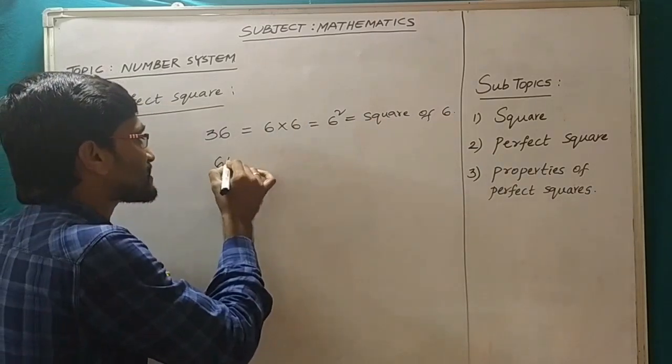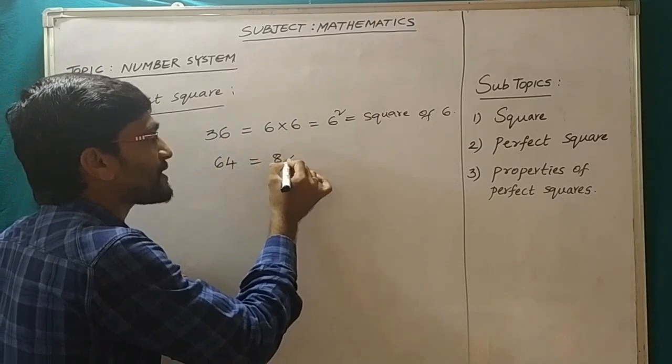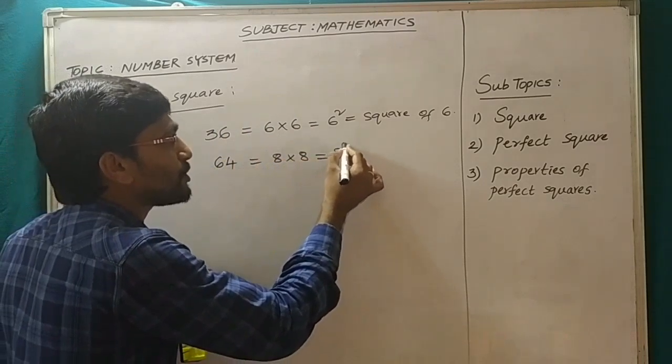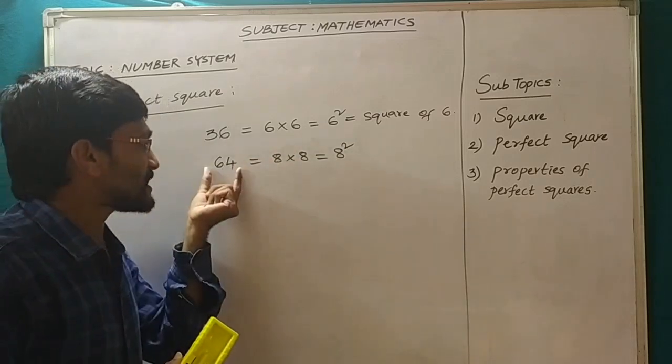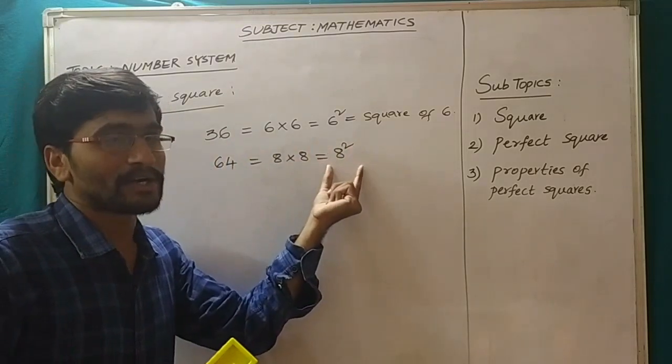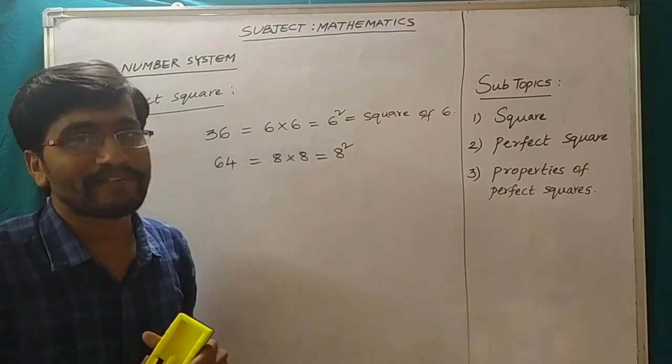Let us consider 64. 64 can be written as 8 into 8, that is equal to 8 square. 64 can be written as the square of 8, so 64 is a perfect square.